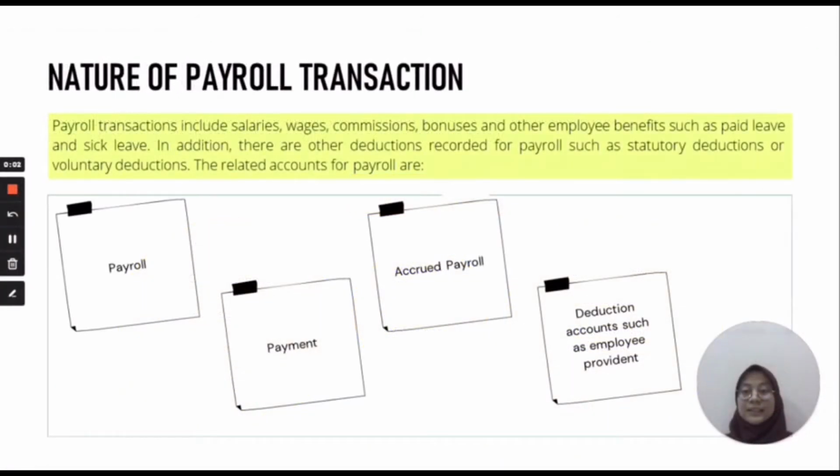Next is nature of payroll transactions. Payroll transactions include salary, wages, commission, bonus, and other employee benefits such as paid leave and sick leave. In addition, there are other deductions recorded for payroll, such as statutory deductions or voluntary deductions. The related accounts for payroll are payroll, payment, and pre-payroll deduction accounts such as Employee Provident Fund or EPF and tax.